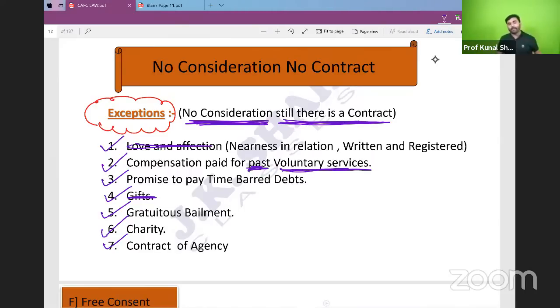That person had given a promise to compensate you. Now, for that person to give a promise to compensate you, the person was not getting something in return. No consideration, no contract. But in this case, no consideration, still there is a contract. Let me give you an example.